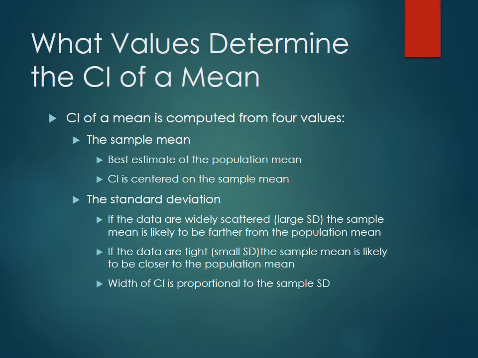So the 4 main components that your confidence interval is going to be determined by: one is going to be the sample mean, right? We know that our confidence interval is always going to center around the sample mean, so the sample mean should be right in the middle there. And because this is based on the sample and the data that we have, it is going to be the best estimate of the population mean, right? Again, confidence intervals are always centered around that mean.